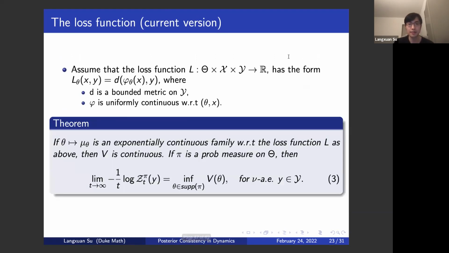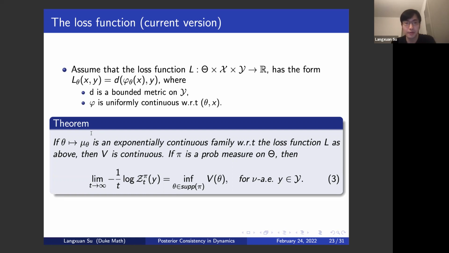So let me maybe briefly talk about the assumption we make on the loss function. So basically, we assume that the loss function has a form of this. It's given by some metric between some projection of x onto the y space and measured with respect to the sample we have on y. And we just assume that the metric is bounded, but you can truncate any metric to get a bounded metric, or the projection map is just uniformly continuous, which is in a way a natural first assumption that you can make for non-compact state space.